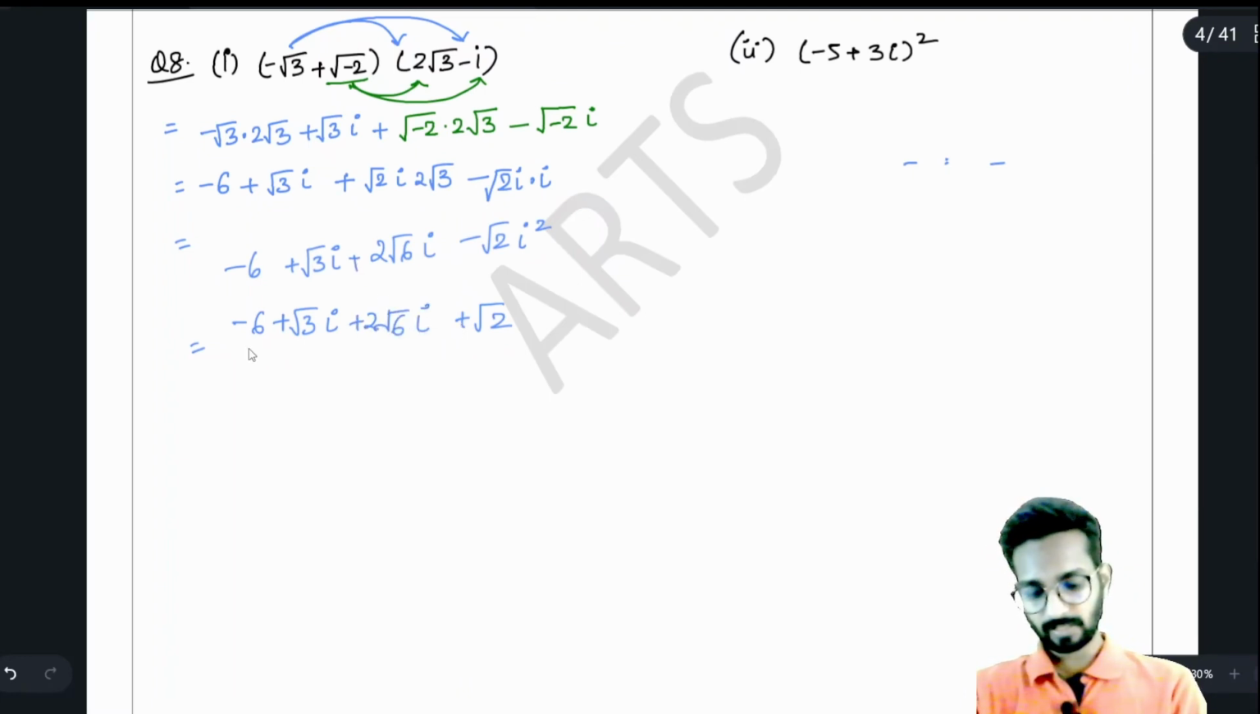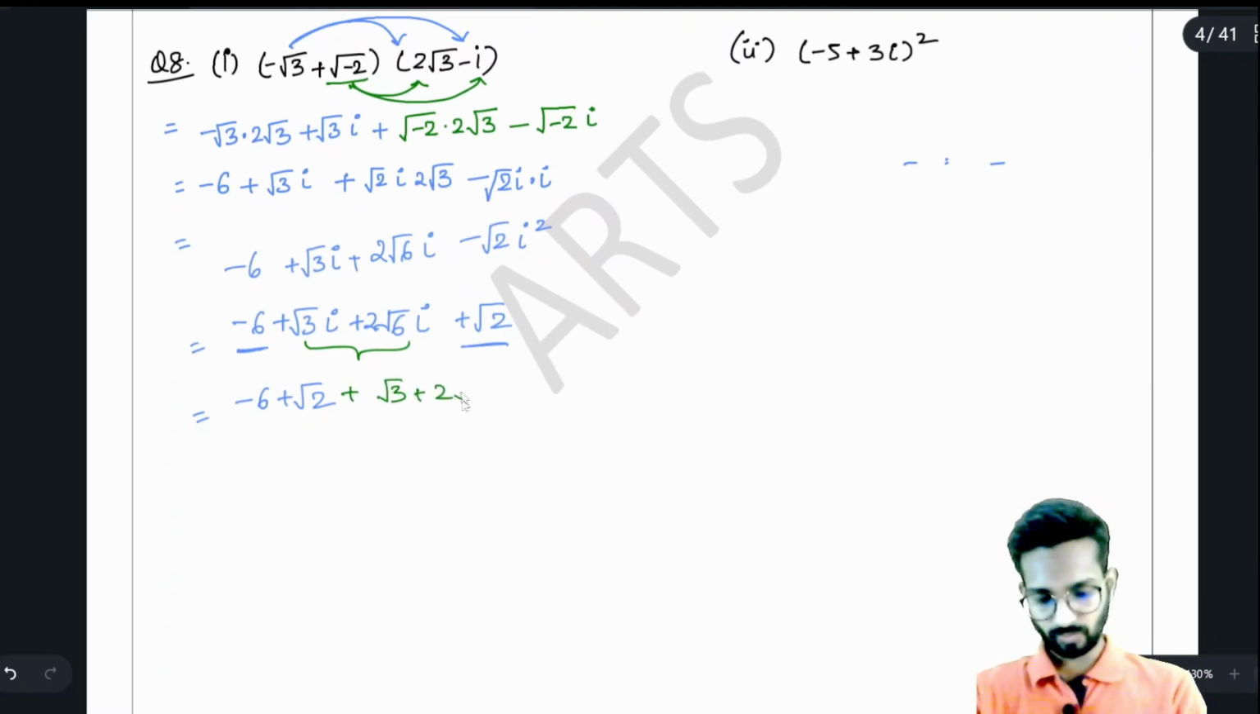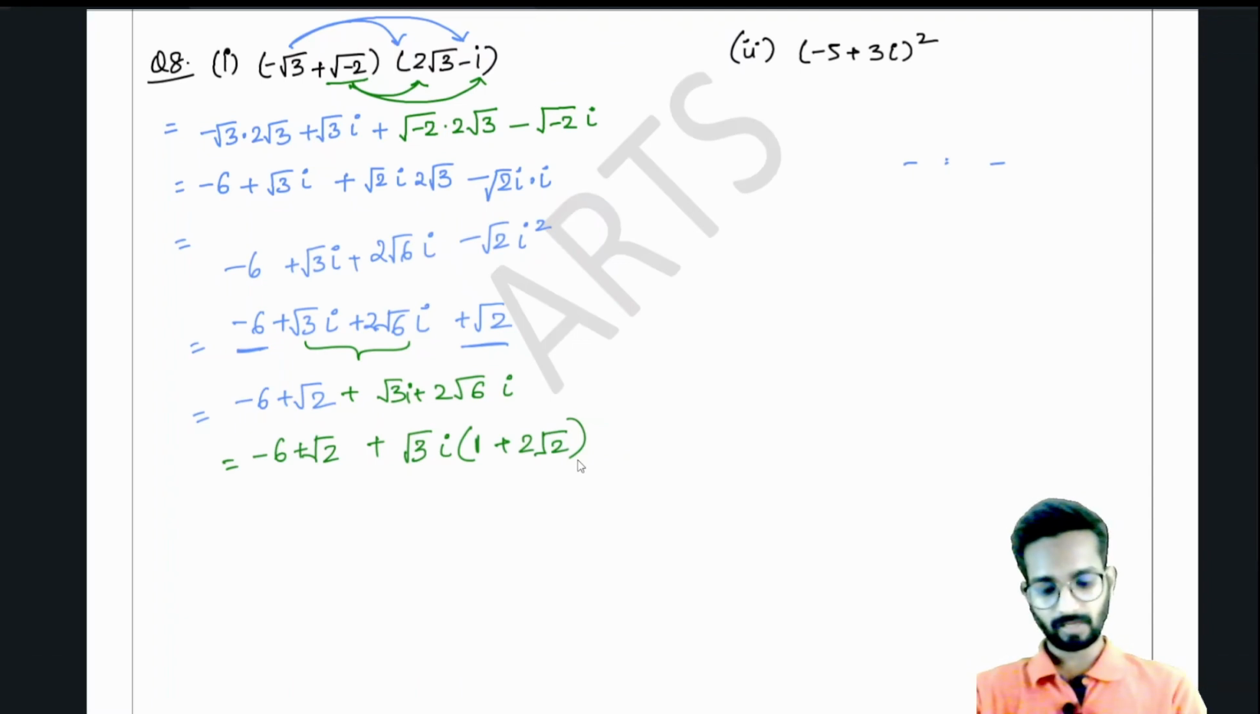Now be with me please. These both are the real numbers. So what we can write? We can write it as minus 6 plus root 2. Okay, very simple. Now which two numbers are left? These two numbers are left. Now writing this, plus root 3 plus 2 root 6 i. Simple. Root 3i can be written here. Now minus 6 plus root 2 plus, if I want to take something common, I can say root 3i is common, it will become 1 plus 2 root 2, and that will be our answer. i is there. You can also shift root 3 inside, that is not a problem, and you can write it like this also.